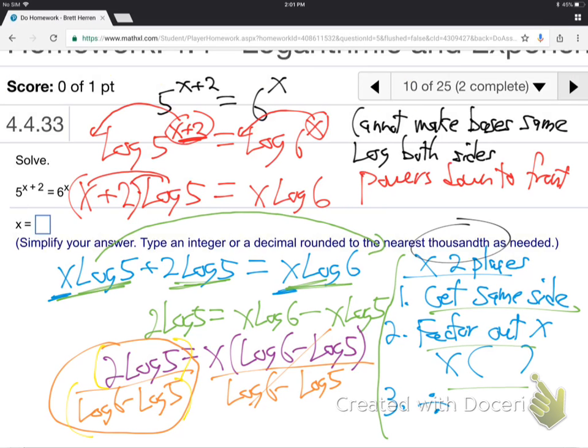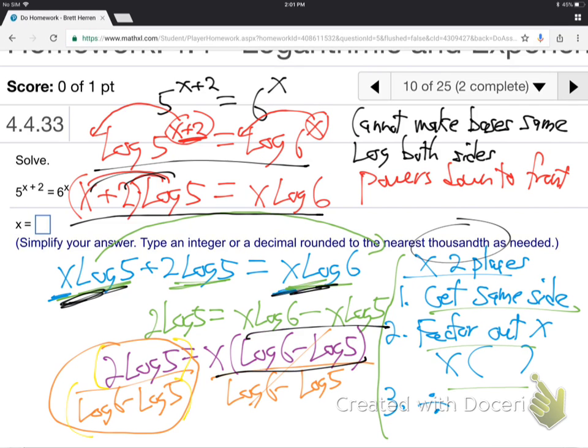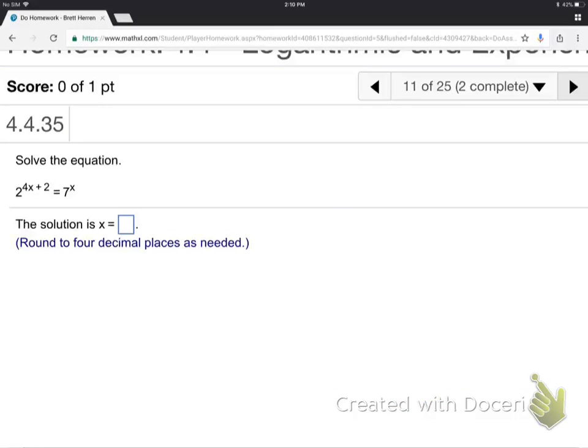So log on both sides, bring down, right? Log on both sides, bring the powers down to the front. Then I distributed here, and then you had x in 2 places, get them on the same side, factor it out, and divide. A lot of steps. Not easy. Takes some practice. Okay, let's try it. So we have 2 to the 4x plus 2 is 7x. All right, so see if you can go all the way through that thing.